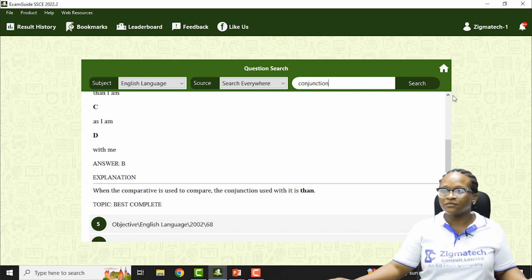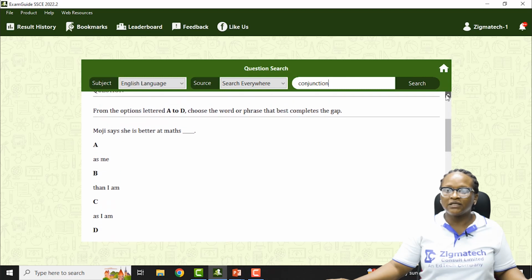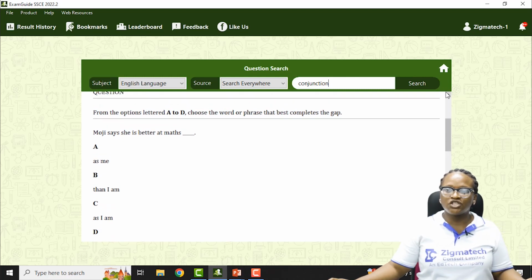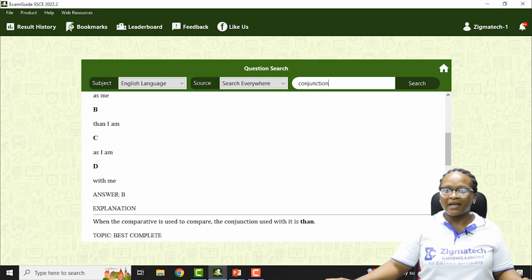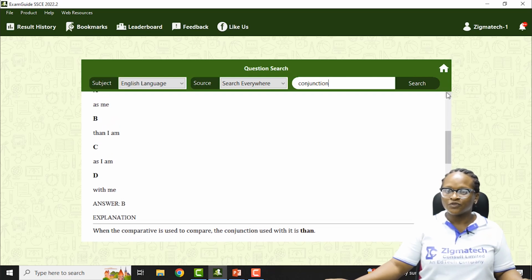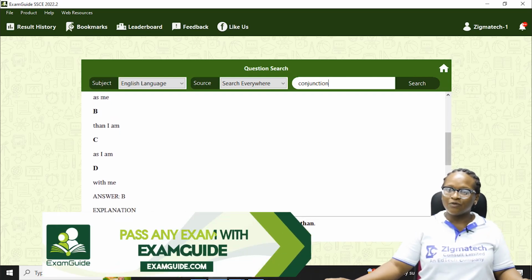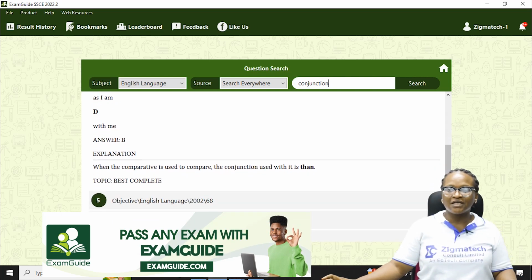All right, we have another example here. It says, Moji says she is better at maths than I am. Okay, so that is it. Than is used to compare the two. So we are correct.